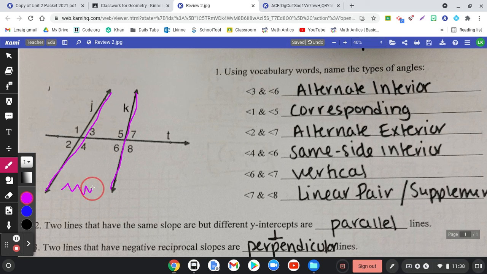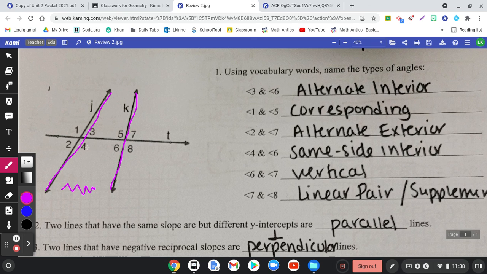Anything between these is interior. So 3, 4, 5, and 6 are interior. 1, 2, 7, and 8 are exterior. So when we look at 3 and 6, they're in between opposite sides of the transversal, so those are alternate interior. 1 and 5, they're both in the top left, corresponding. Alternate exterior for 2 and 7. All right, they're both outside the parallel lines and on opposite sides of the transversal, so alternate exterior.